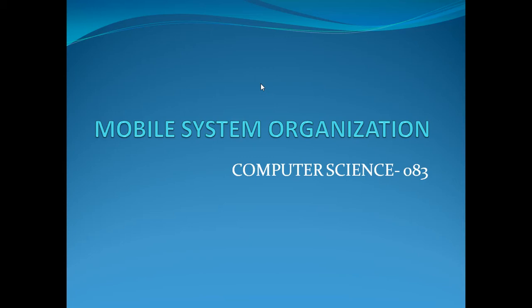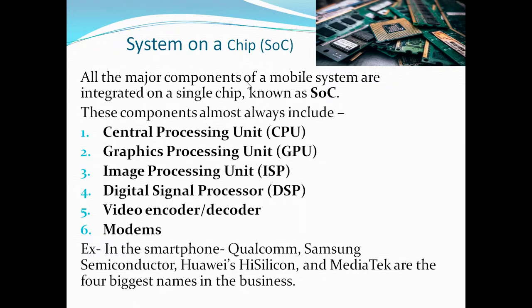Like the computer system, they also consist of different components combined together to work as a fully functional system. But computer systems are huge and mobiles are very compact. So how is it possible to compile and integrate all the components in a very small area? That is done using a chip known as SoC, or system on chip.